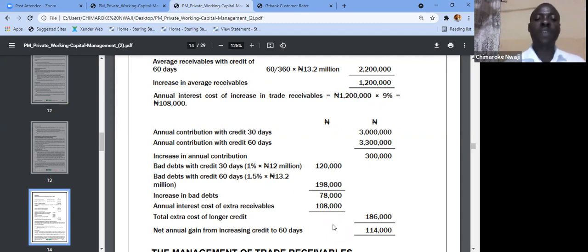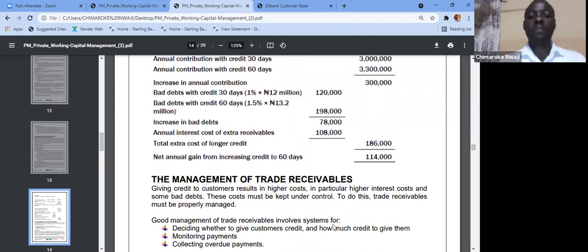So you have looked at the cost benefits and you see that the benefits outweigh the cost. You take that term. But if the benefit is not up to the cost implication, then you will not do that.